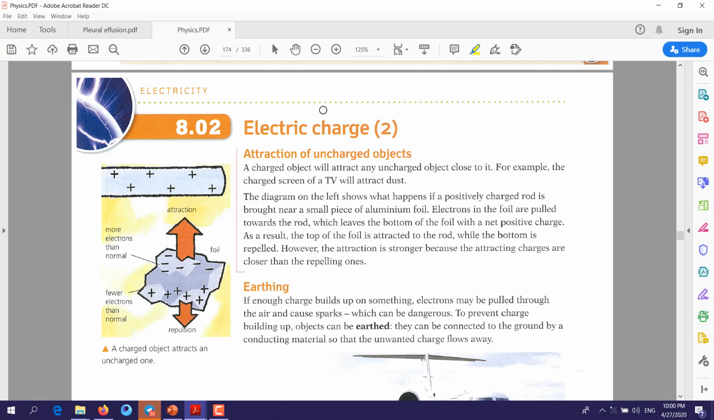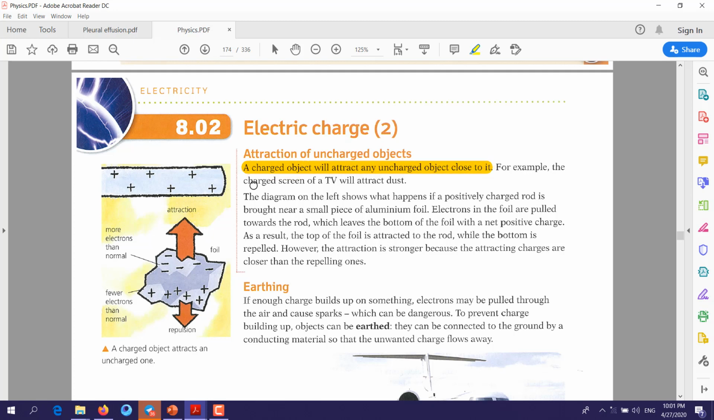As we mentioned in the previous lesson, when you have two differently charged objects, they will attract each other. But today we will see attraction between one object that is charged and another that is uncharged. We will take an example. A charged object will attract any uncharged object close to it.